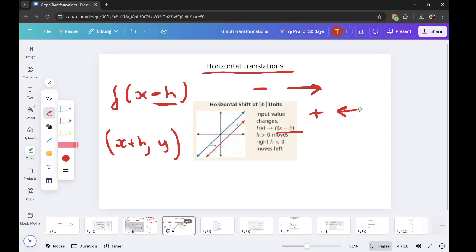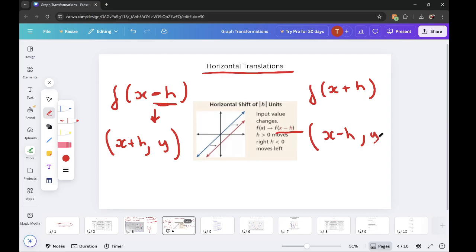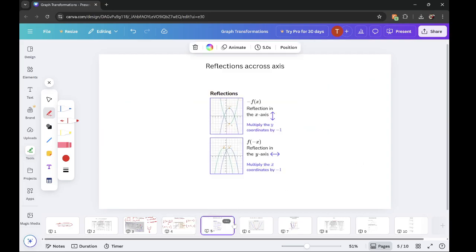I'm going to write it down in a different way. If it's f of x minus h, it goes to x plus h comma y. That is how the horizontal translation changes. But if it's f of x plus h, if this is how they've given you your updated function, it becomes x minus h comma y. Yes? Great. Now let's move on.